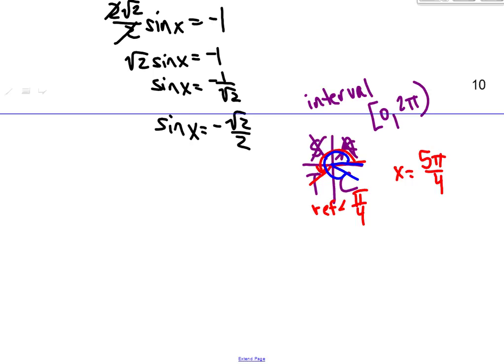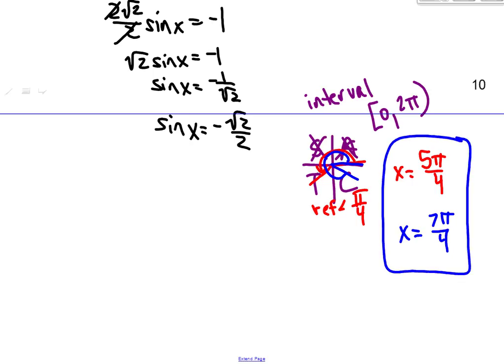And so 7 pi over 4, 8 pi over 4 minus pi over 4, x equals 7 pi over 4. And since it was just in this interval, that is it. If it had not given me that interval, then I would add the plus 2 pi in as I go through. So that's the next problem that we had to do.